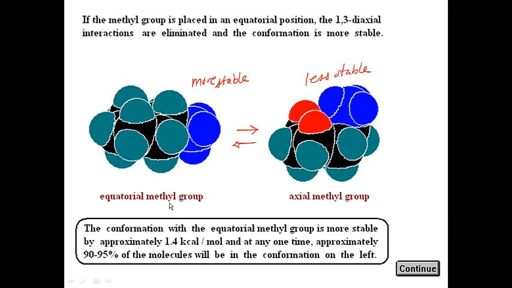Okay, so hopefully you see the destabilizing interaction here of the methyl group being axial and the diaxial interactions. And of course, if we've got two alkyl groups that are diaxial to each other, then that's going to be a really, really unstable conformation.